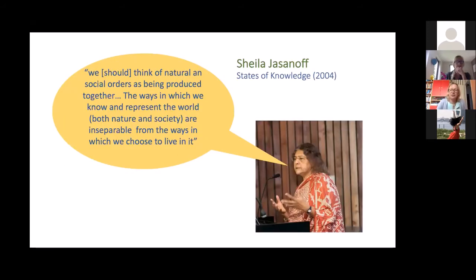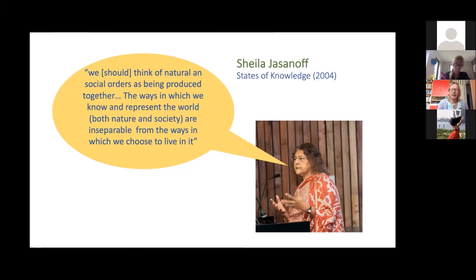So from STS, and this is different from the previous speaker, the origin of the notion of co-production is Sheila Jasanoff, who made this point that science and society and policy actually cannot be seen as separate in any way. And she talks about the co-production of science and social order, in the sense that natural and social orders are being produced together with the knowledge we create about them.